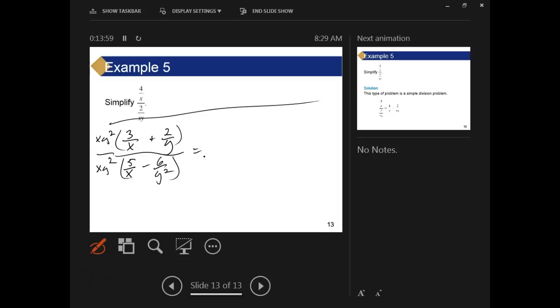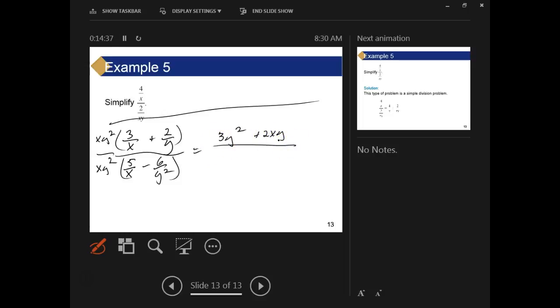xy squared times 3 over x, what would go out? The x's, and that leaves you 3y squared. Okay, right? So you get a 3y squared in the first one. Okay, how about in this? Any questions? Okay, the second one, you distribute this over here, what goes out? 1y does. What does that leave you with? 2xy, because one of those y's goes out, and you're left with a plus 2xy.